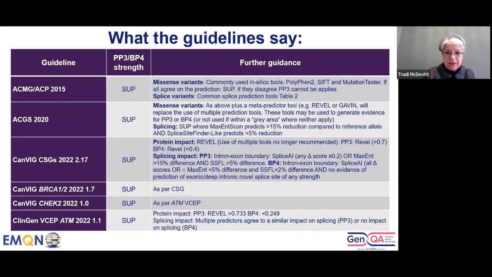The general cancer guidelines again use it at supporting, but now 2 years after the ACGS 2020, REVEL is the recommended protein impact tool to use, and the use of multiple tools is no longer recommended. You can see the thresholds there for PP3 and for BP4, and if your variant doesn't reach these thresholds, then these codes cannot be used. For splicing impact, SpliceAI or MaxEnt at those thresholds indicated there can be applied. And the BRCA1 and 2 specific guidelines follow the general cancer guidelines, and then for CHEK2 and ATM, there are slightly different scores for the REVEL thresholds.